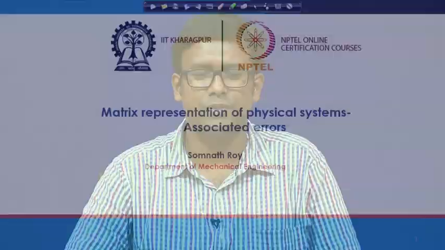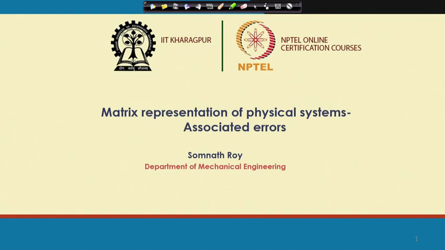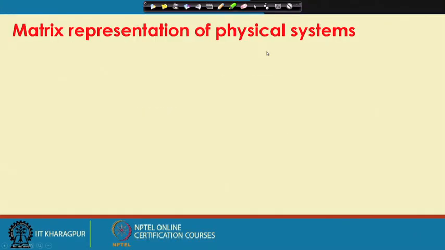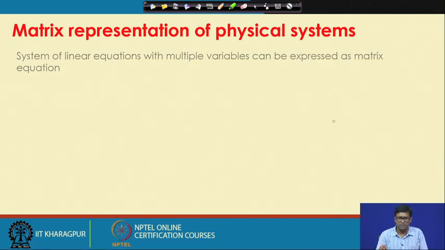So, today we will discuss a very important topic of matrix solvers, which shows us why we should use matrix solvers, how physical systems can be represented as matrix equations, and what are the errors associated with it. So, this is matrix representation of equations coming from physical systems.